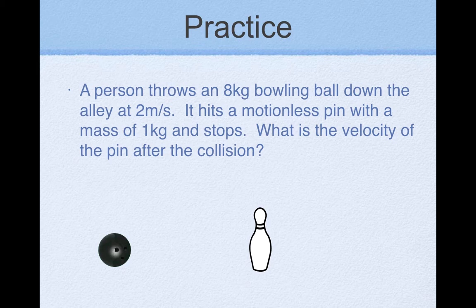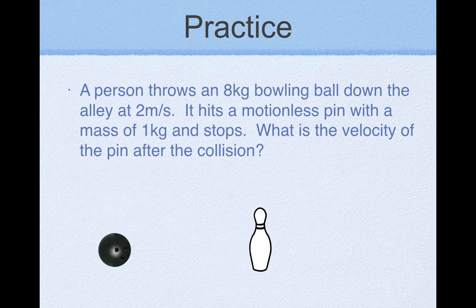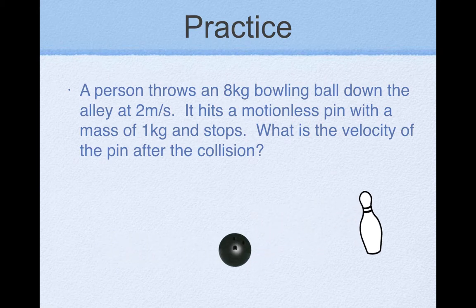So here we have our exact scenario. A person throws an 8-kilogram bowling ball down the alley at 2 meters per second. It hits a motionless pin with a mass of 1 kilogram and stops. What is the velocity of the pin after the collision? That is illustrating what's happening. So let's reset it. We've got our bowling ball, we've got our pin. The bowling ball goes down the alley at 2 meters per second, hits the pin, the bowling ball stops, and the pin goes in motion.